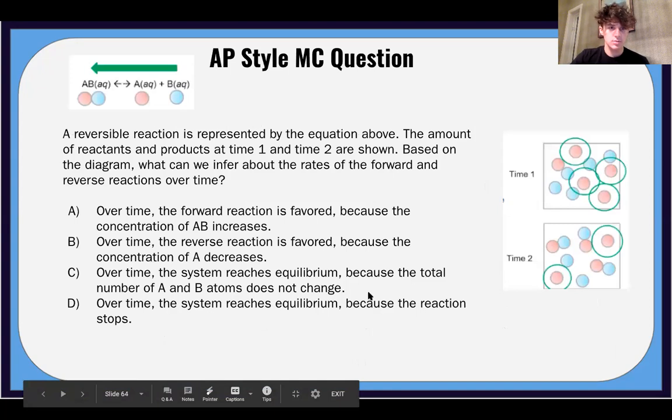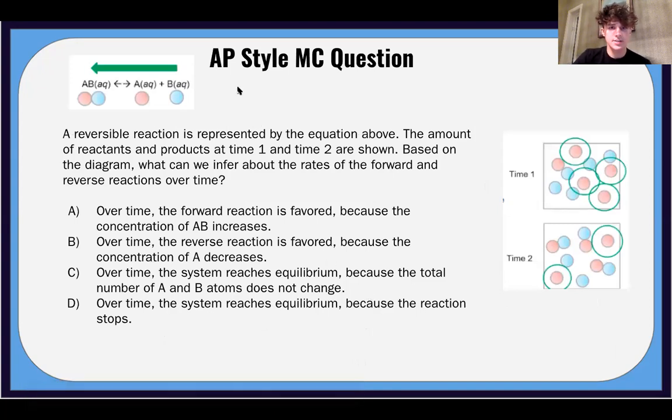All right, here's an AP style multiple choice question. It says a reversible reaction is represented by the equation above, right here. And the amount of reactants and products at time 1 and time 2 are shown. Based on the diagram, what can we infer about the rates of the forward and reverse reactions over time?